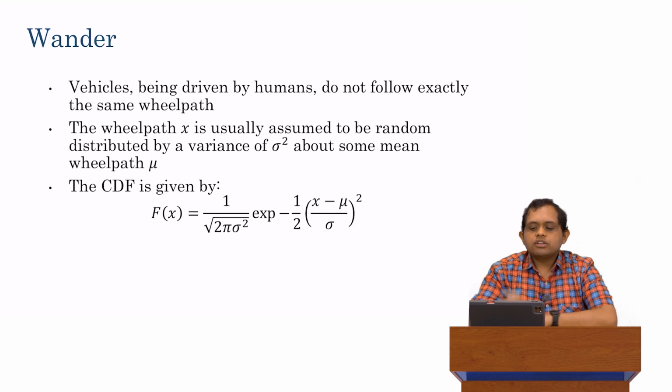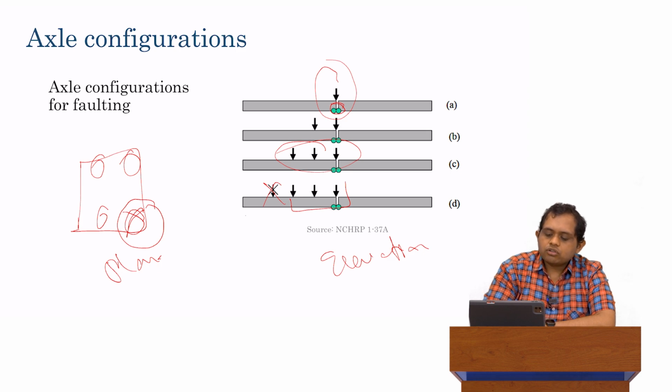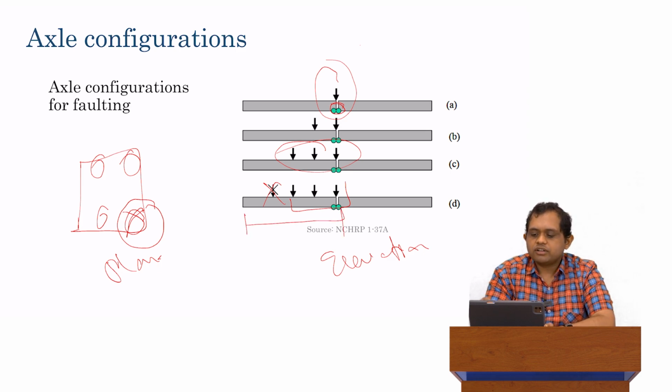Okay. Now this location of the load which is being placed is actually along the longitudinal location. If this is going to be the direction of the traffic, we are saying where to place the load in this longitudinal direction.